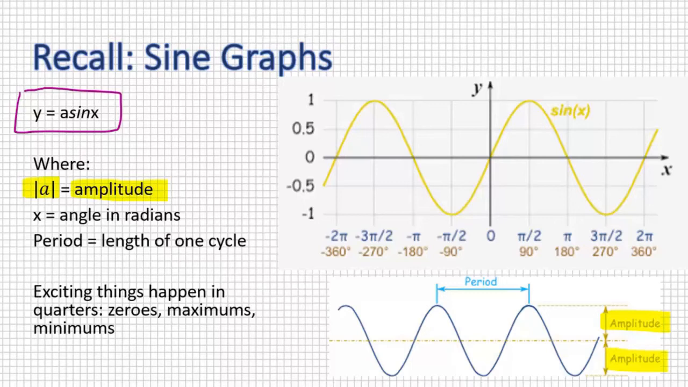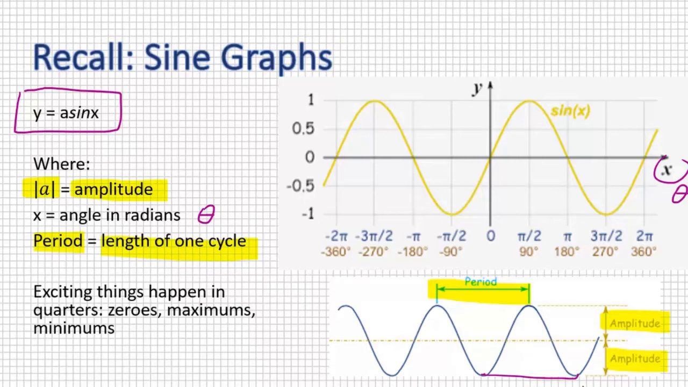Along the x-axis, we've graphed the angle in radians. So sometimes we've seen theta used along the x-axis. The period is the length of one cycle. We can measure this from maximum to maximum, or we could just as easily measure the period from minimum point to minimum point. Doesn't matter where on the graph we measure it. Maximum to maximum or minimum to minimum are just two of the easiest ways to do this.